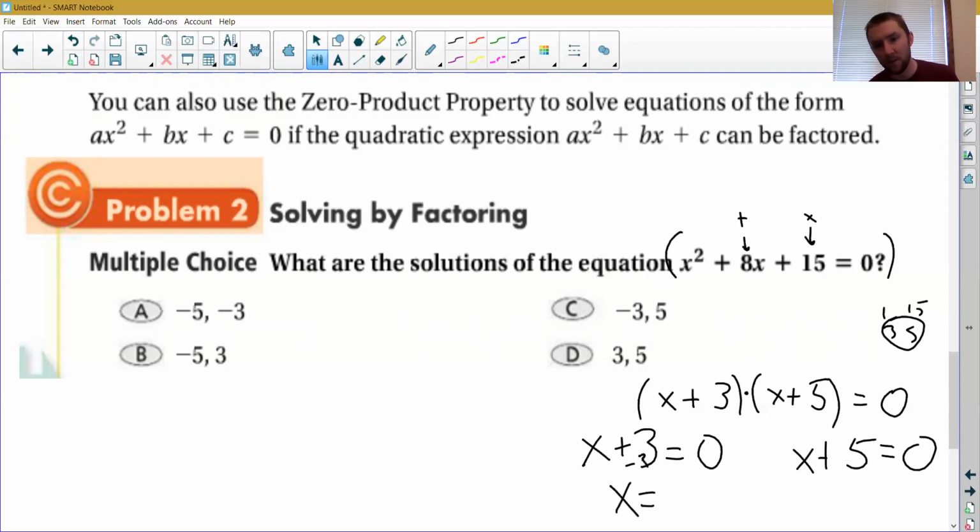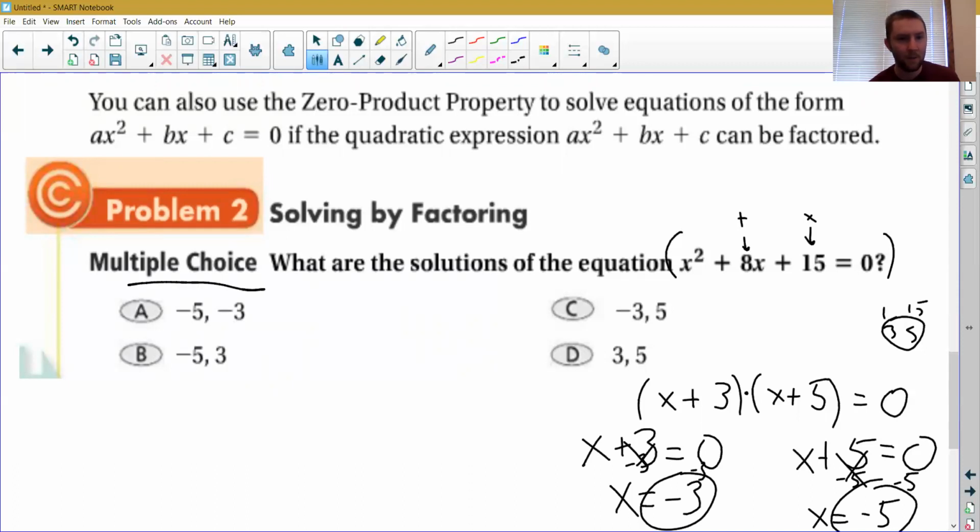Okay, so here I would minus 3. That goes away. 0 minus 3 is -3. This one I would minus 5. x equals, that's gone. 0 minus 5 is -5. So I get -5, -3. So if I was given a multiple choice option, here's my answer right here. These are my two answers, -5, -3. And they come from factoring that quadratic into the parentheses and setting each one equal to 0, okay?